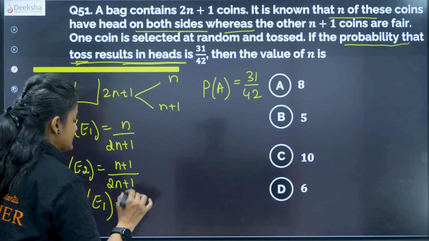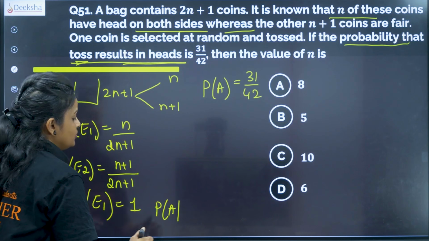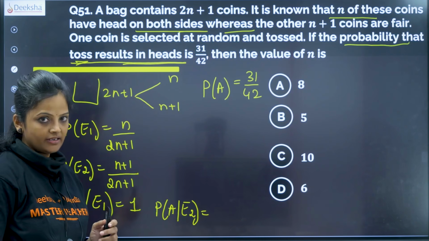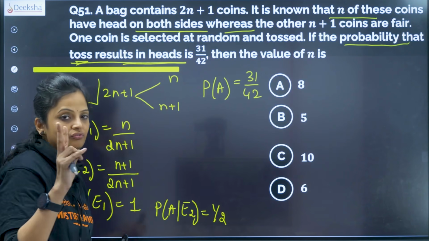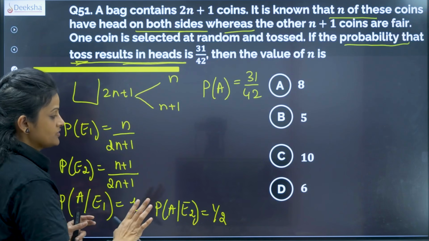1. Similarly, keeping event 2, what is the probability of getting a head? Taking event 2, what is the probability of getting a head? Out of 2 it will be 1, so it will be 1/2. So all values are ready.